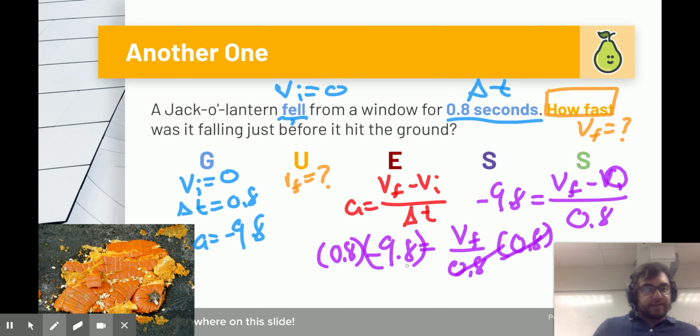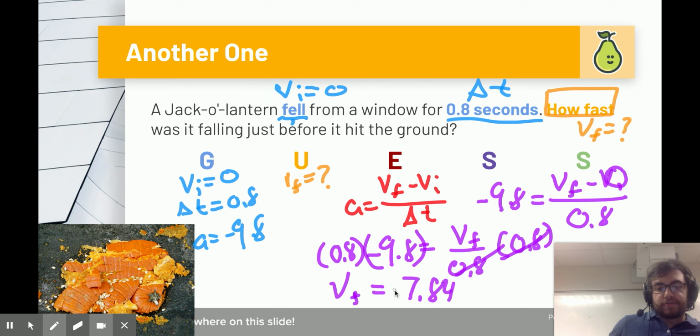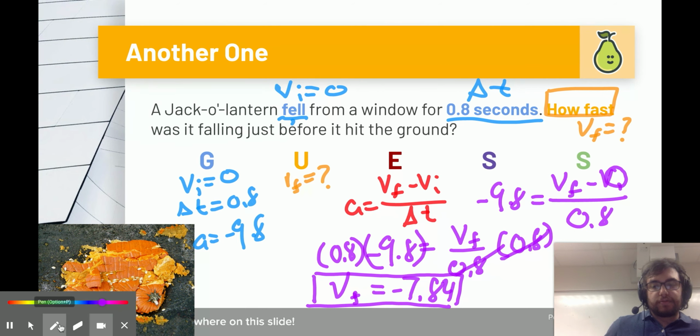gives us an answer of 7.84. Technically, since it fell, it would be a negative 7.84. But if you just gave me that answer right there, we would be good to go.